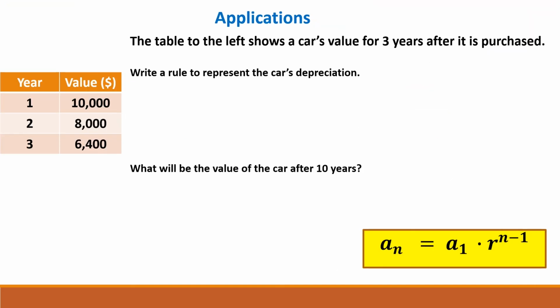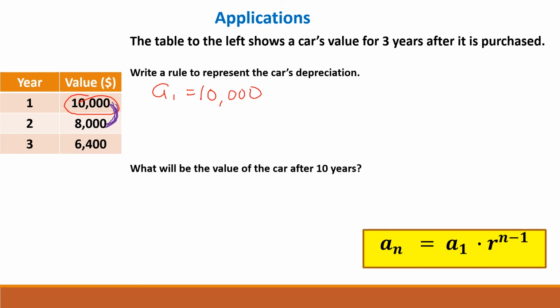For our application problem here, it says the table to the left shows a car's value for 3 years after it is purchased. We want to write a rule to represent the car's depreciation. And so to write that rule, we need our first term, or our a sub 1. So at year 1, that car was at 10,000. So my a sub 1 is 10,000. My common ratio. So now since we have a table here, to find that common ratio, remember we divide by the previous term. So I'm going to use 10,000 and 8,000. And so in this case, 8,000 would be my previous term.